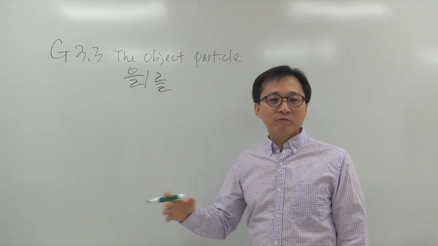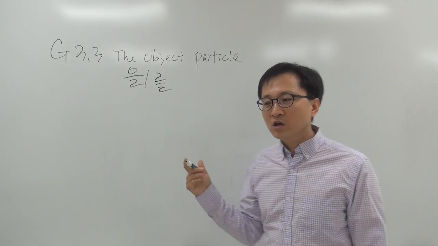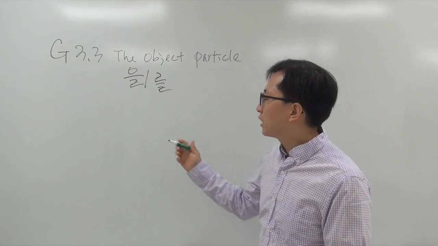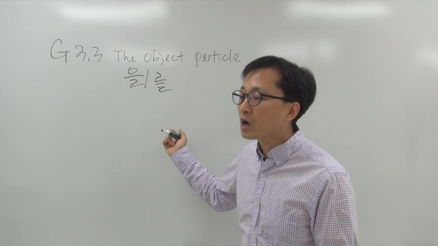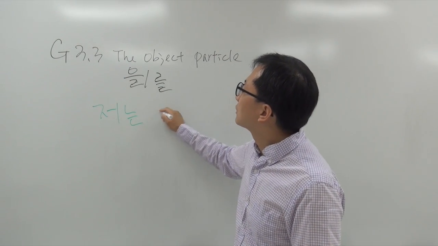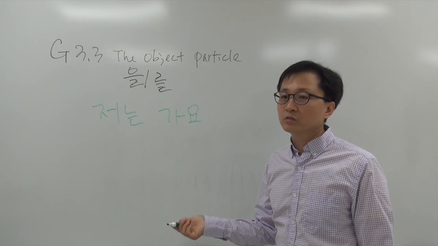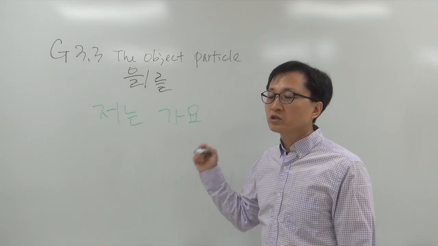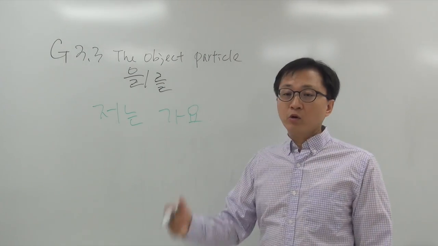But not all verbs need an object. We learned some verbs. What kind of verbs have we learned so far? 가다. 저는 가요. I go. This is a so-called intransitive verb. It doesn't require an object. 저는 가요. I go.